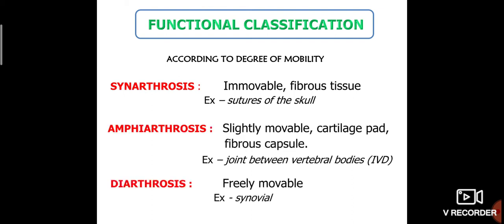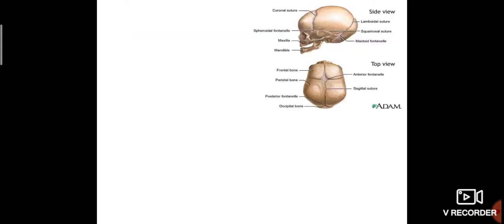The joints can be synarthrosis, amphiarthrosis and diarthrosis. Synarthroses are immovable fibrous joints, for example, the sutures of the skull. Amphiarthroses are slightly movable. A cartilaginous pad is present in between, and a fibrous capsule is present, for example, joints present in the vertebral body. Diarthrosis is freely movable. These are synovial joints.